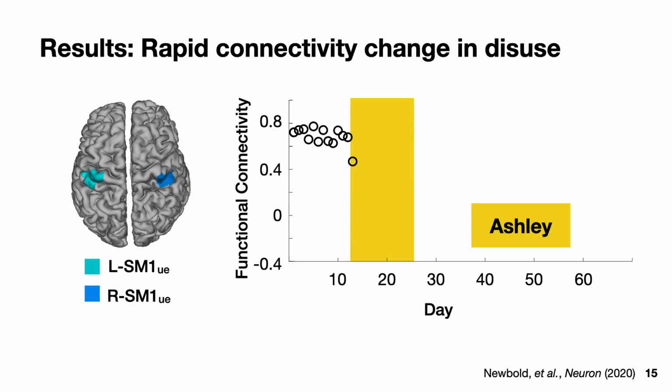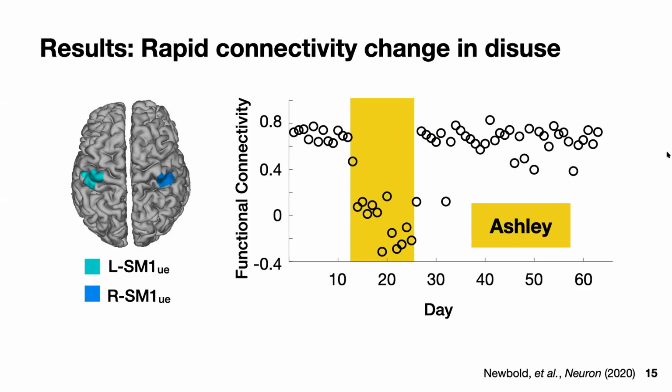This data point was collected after just 12 hours of casting. This was 1 day later. And then over the next 2 weeks, connectivity between the left and right motor cortex continued to decline. And then after we took the cast off, it returned to baseline very quickly. You can see that we have 1 data point after removing the cast where functional connectivity is still low. And then after that, we seem to be back up at baseline.